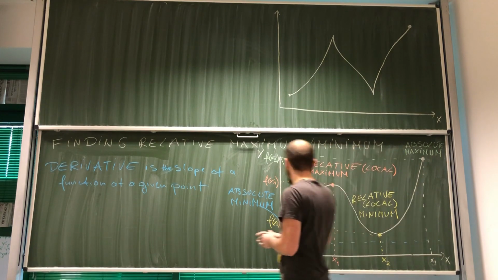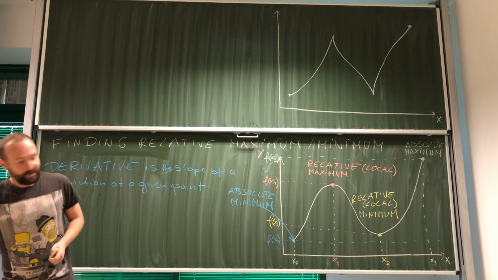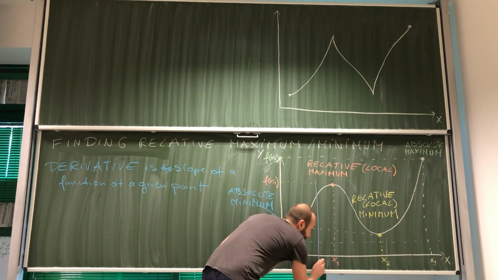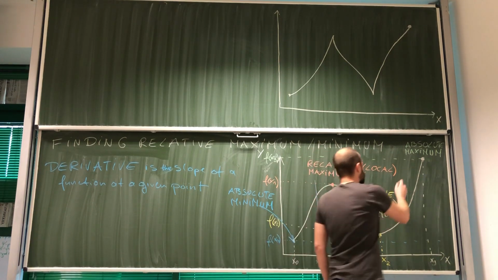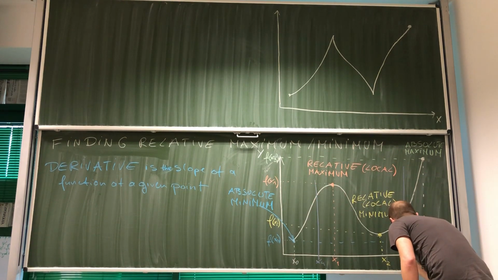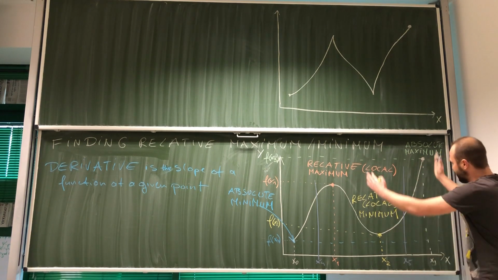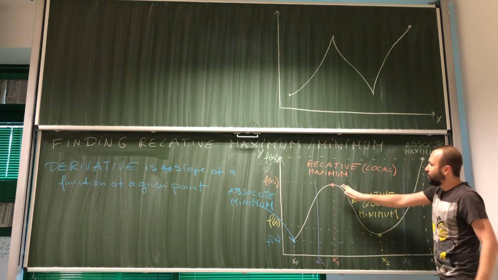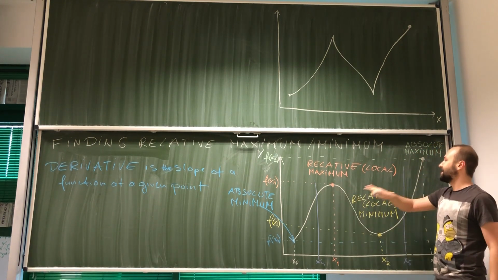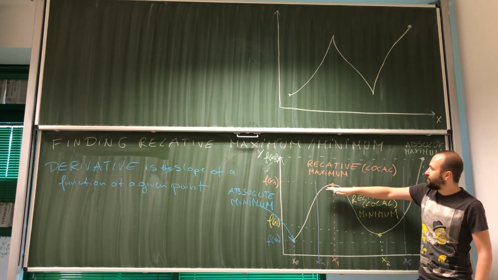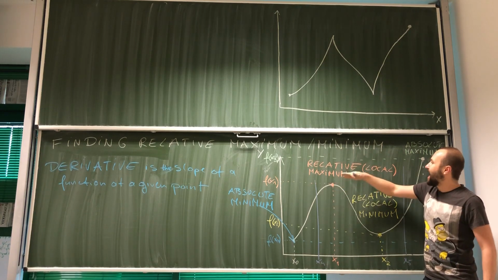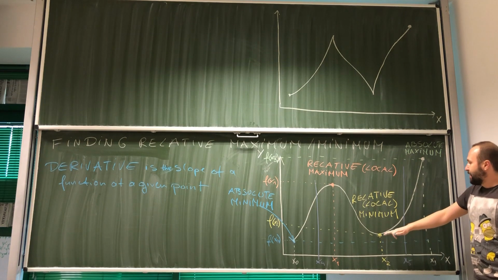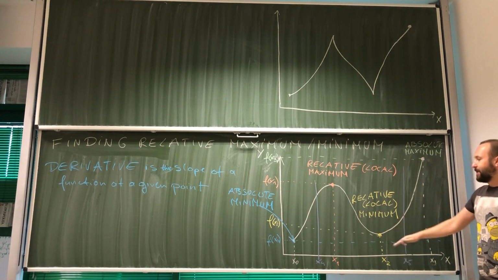Look, if for example our domain would be ranging from x4 to x5, you see that in this smaller domain, those 2 points represent both relative and absolute maximum, and over here it represents relative and absolute minimum.